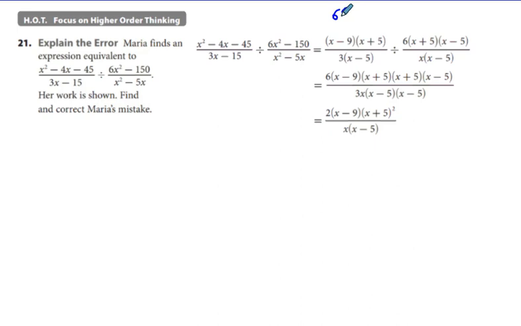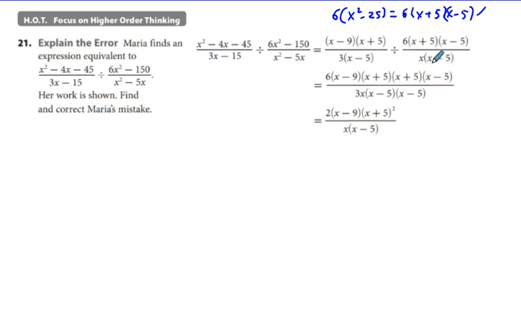6 times x squared minus 25. Well, that's going to be 6 times x plus 5, x minus 5. That checks out. So that's good. And this last one here, we have x squared minus 5x will factor out to x times 20x minus 3. Okay, so next, divided by a fraction, the same as multiplying by reciprocal.